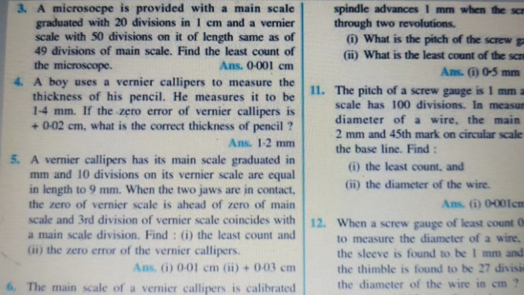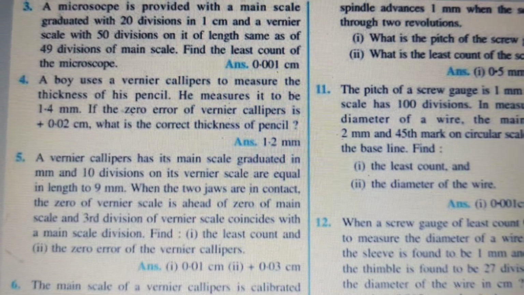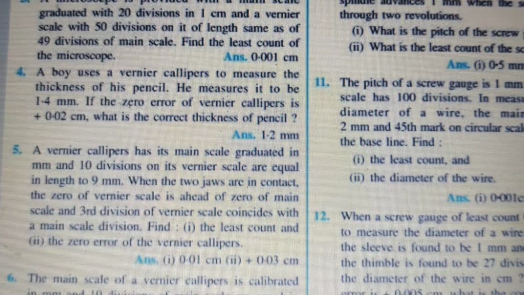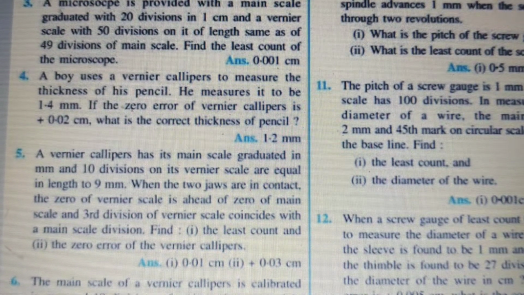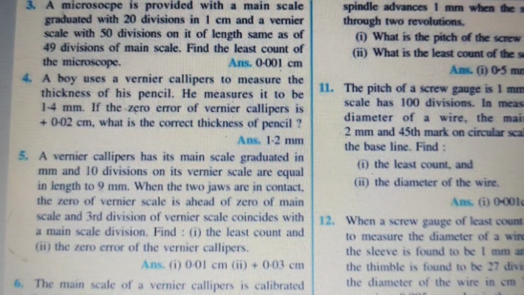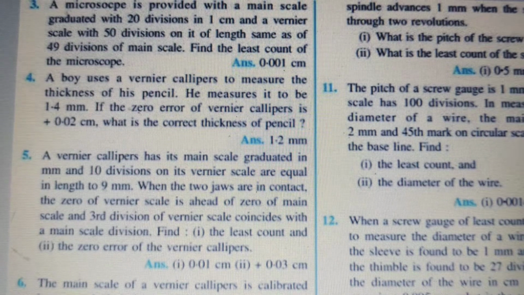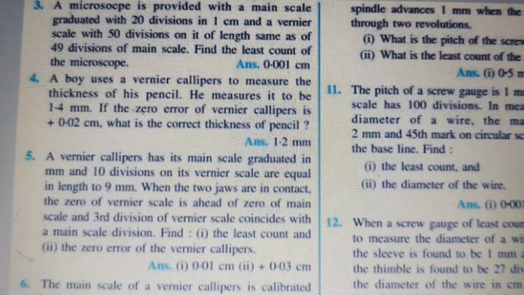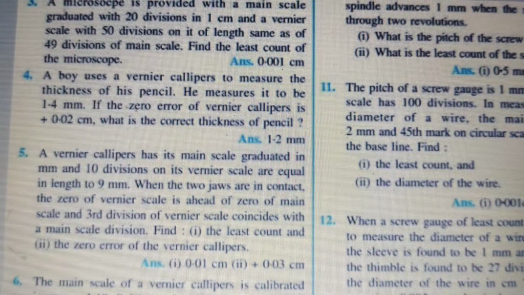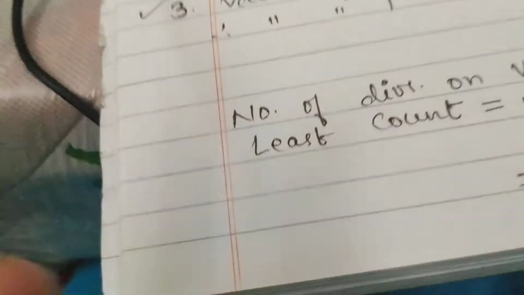A microscope is provided with a main scale graduated with 20 divisions in 1 centimeter. So, you have to keep in mind main scale has 20 divisions in 1 centimeter. And a vernier scale with 50 divisions on it of length same as of 49 divisions of main scale. Find the least count of the microscope. Okay, so here's the solution.